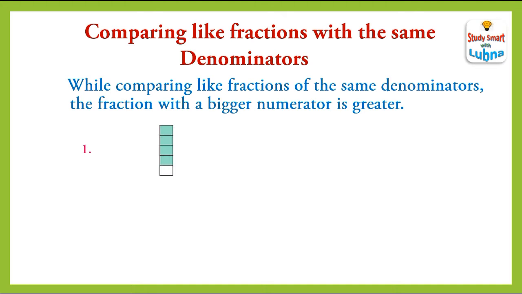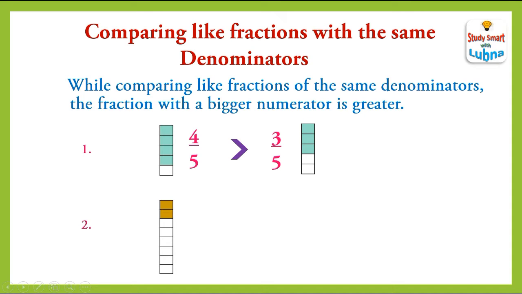For example, here you can see this fraction 4 upon 5, here the numerator is 4 and the denominator is 5. And we have another fraction 3 upon 5, here the numerator is 3 and the denominator is 5. So you can see here that both the denominators are same. So when the denominators are same, we will say the fraction with a bigger numerator is greater. So which is the bigger numerator here? 4. So the fraction 4 upon 5 is greater than 3 upon 5.